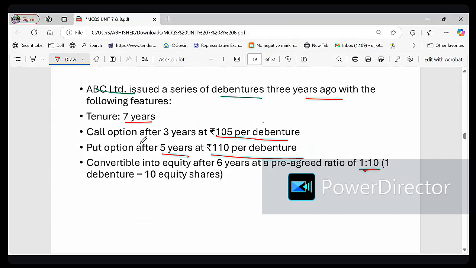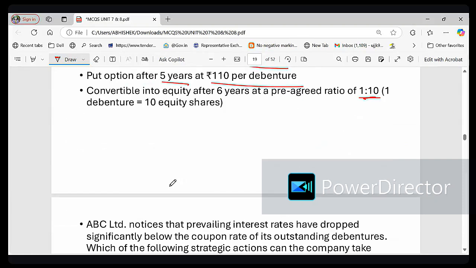Again, I am repeating what is happening. ABC Limited issued a series of debentures 3 years ago with the following features. Tenor was 7 years. Call option after 3 years at the rate of 105 per debenture, and put option after 5 years at the rate of 110 per debenture. And this debenture can be converted into equity after 6 years at a ratio of 1:10, that is, one debenture means 10 equity shares. Now let's come to the question.